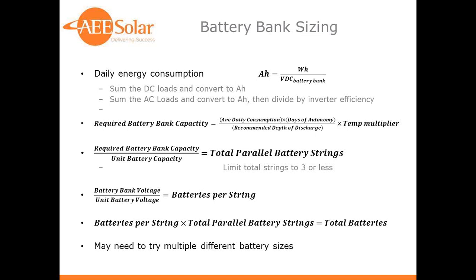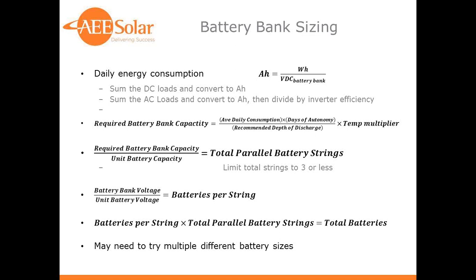And then you divide that by the recommended depth of discharge. And you have to account for the temperature multiplier. If the battery is not at somewhere around 77 Fahrenheit, there's going to be a variation in the battery capacity. So you have to keep in mind the temperature multiplier. So we end up with our required battery bank capacity in amp hours. And then when we're looking at specific batteries, each battery is going to have a specific capacity as a unit.